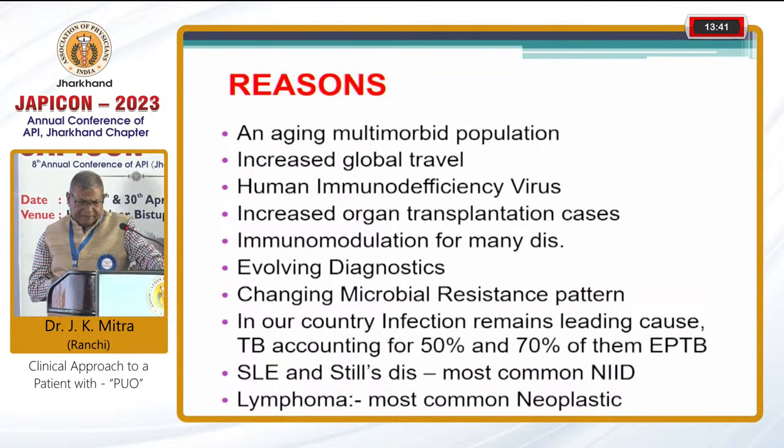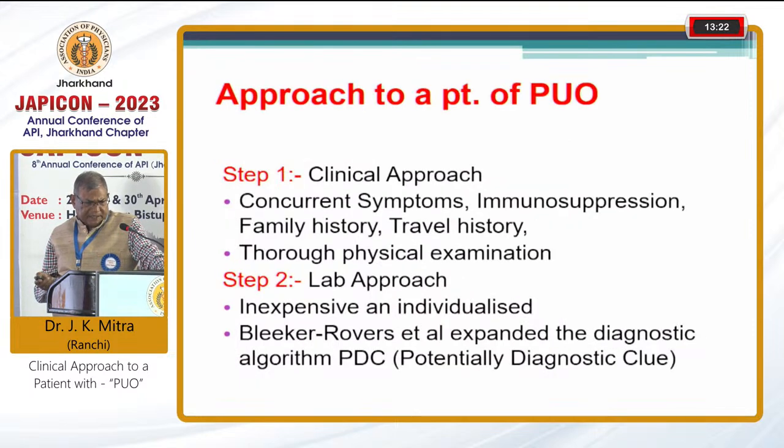In our country, infection still remains the leading cause. So in our part, the leading cause is still infection, and out of that, 50% is accounted for by TB. And in case of tuberculosis, extrapulmonary tuberculosis is very common, so the diagnosis of extrapulmonary tuberculosis is very important in this case. SLE and Still's disease are the most common NID, and lymphoma is the most important neoplastic disease.